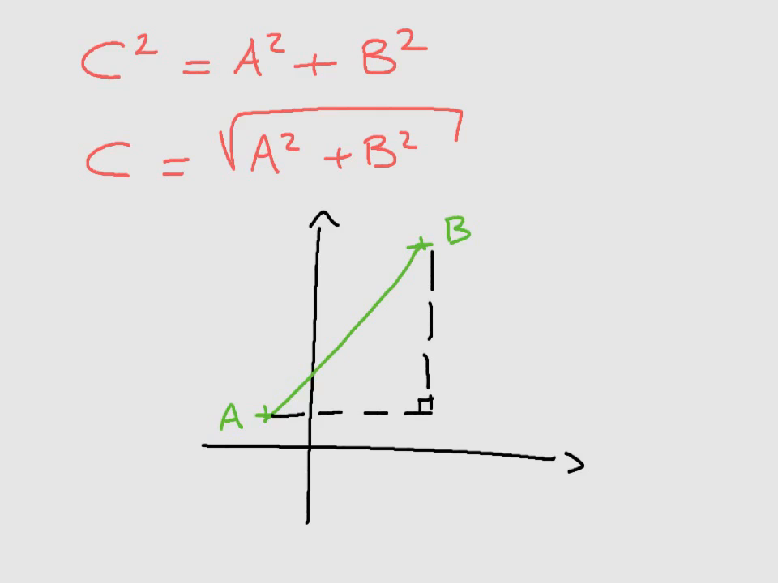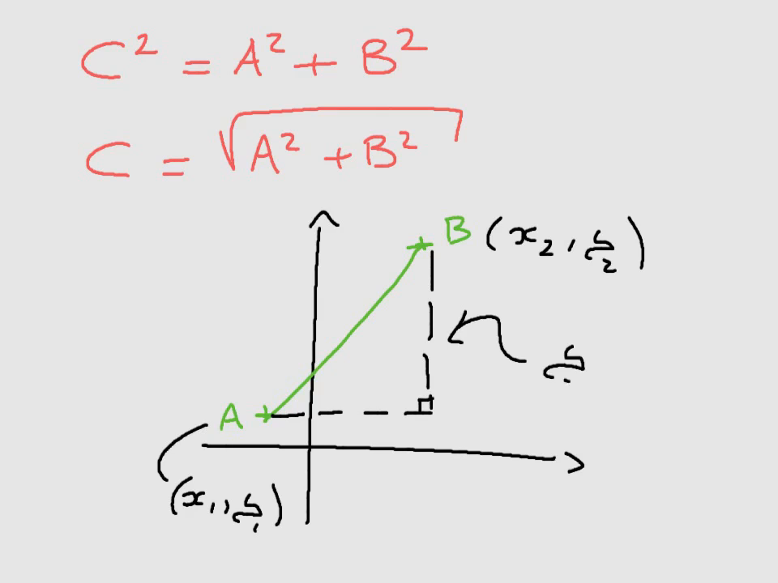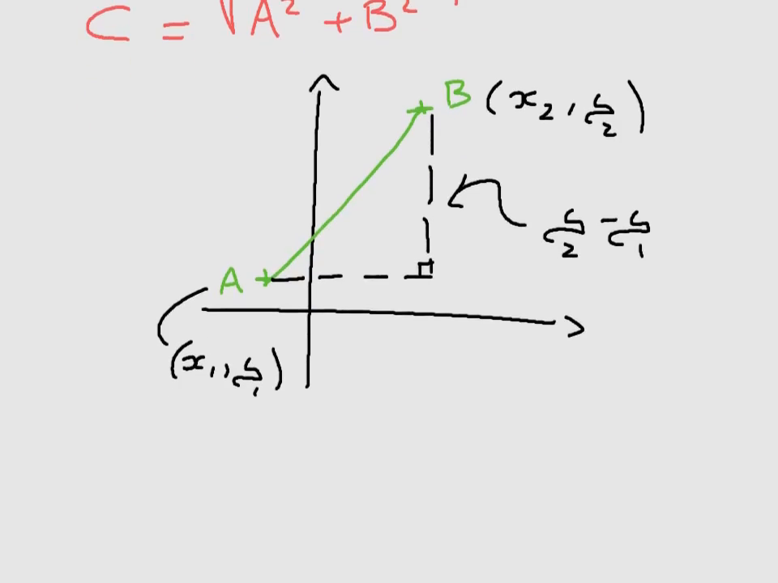If I look at the coordinates of A and the coordinates of B, what we'll do here is say that A has coordinates x1, y1, and B has coordinates x2, y2. Then the vertical step, which I'm pointing towards right now, is going to be equal to the difference in the two y coordinates. In other words, that's y2 minus y1. And the horizontal step will be equal to the difference between the two x coordinates, which will be equal to x2 minus x1.